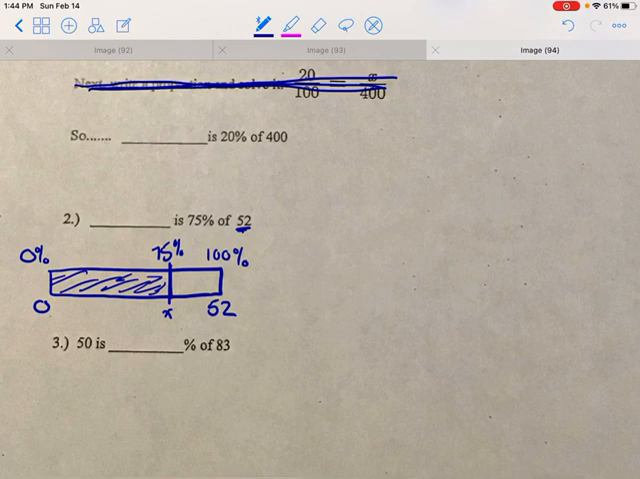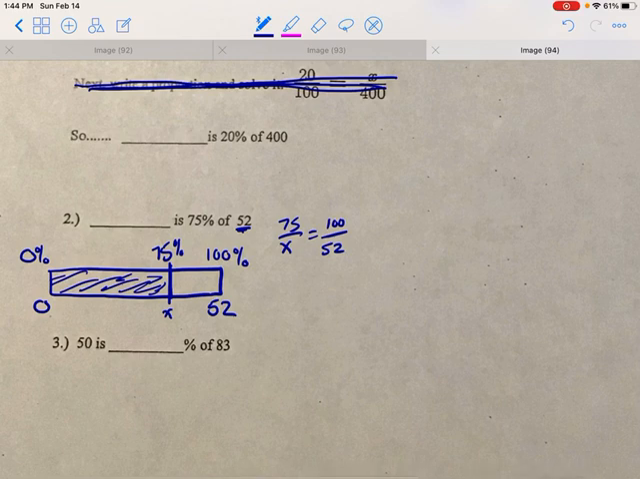All right, so I have 2 options. I'm going to show you 2 ways to set up the proportion. One is to just look at what I have here: 75 over x, 100 over 52. So I'm saying, oops, just kidding. 75 over x equals 100 over 52.